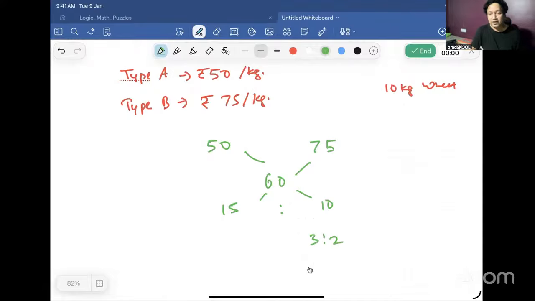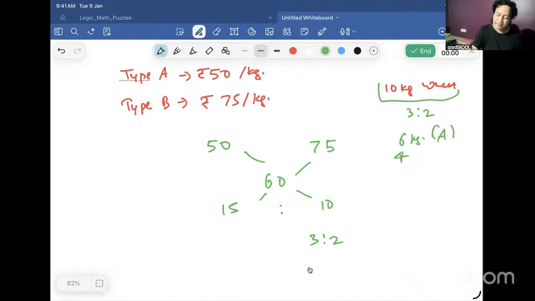So now I know that if I mix three parts of type A with two parts of type B, it will cost me 60, right? So 10 kilogram ko 3:2 ratio में बांट दूंगा मैं. So I'll be getting 6 kilogram type A and 4 kilogram type B. I will mix it and give it to her and she'll be happy, I'll be happy. Is that clear? Okay, Ankit. Is that clear?